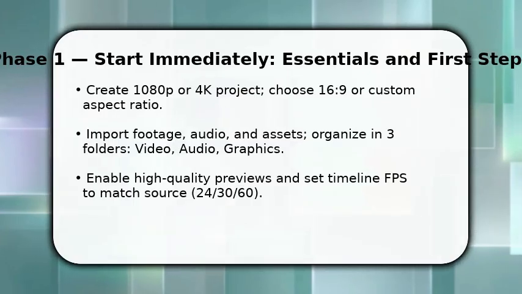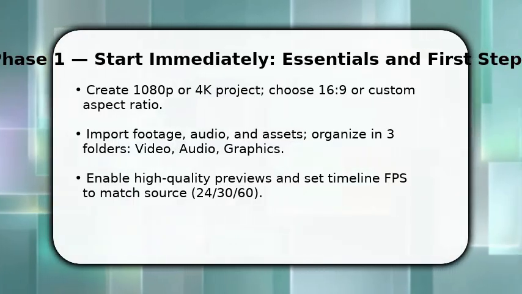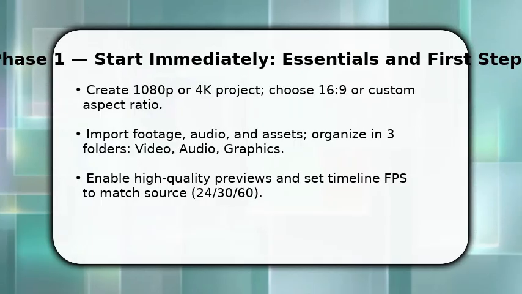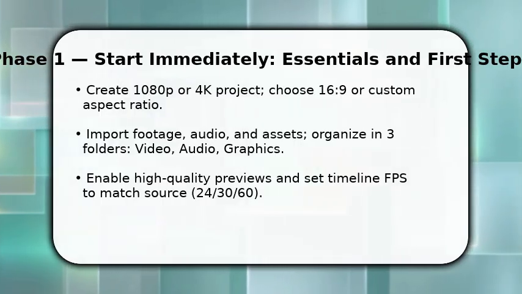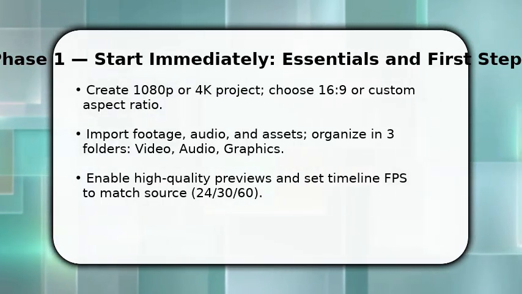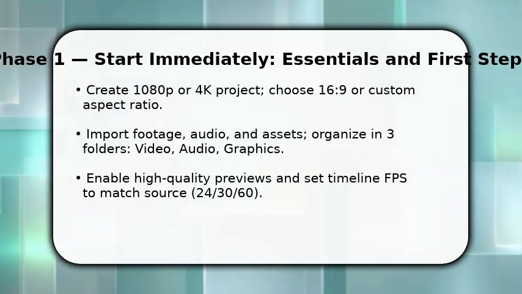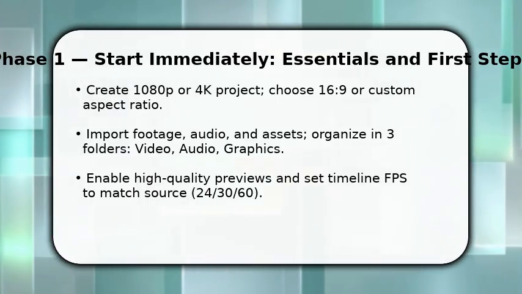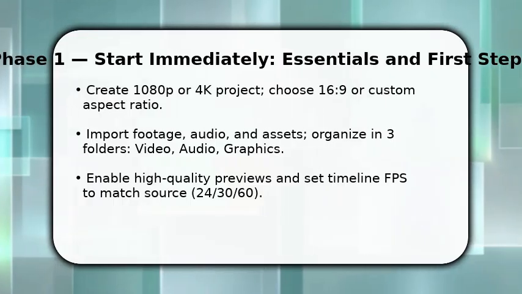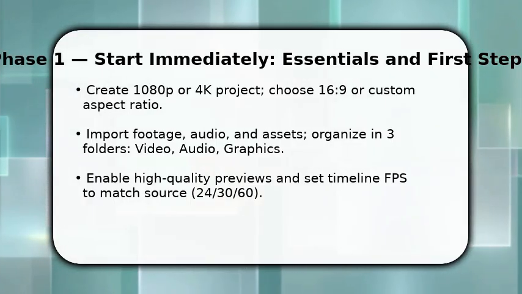Enjoy the video. You start by preparing assets so Motion Ninja works at peak quality. Import clips and audio, then make a 1080p or 4K project and match the FPS to your footage. This prevents frame blending. Once done, organize files into video, audio, graphics folders so you find things quickly.